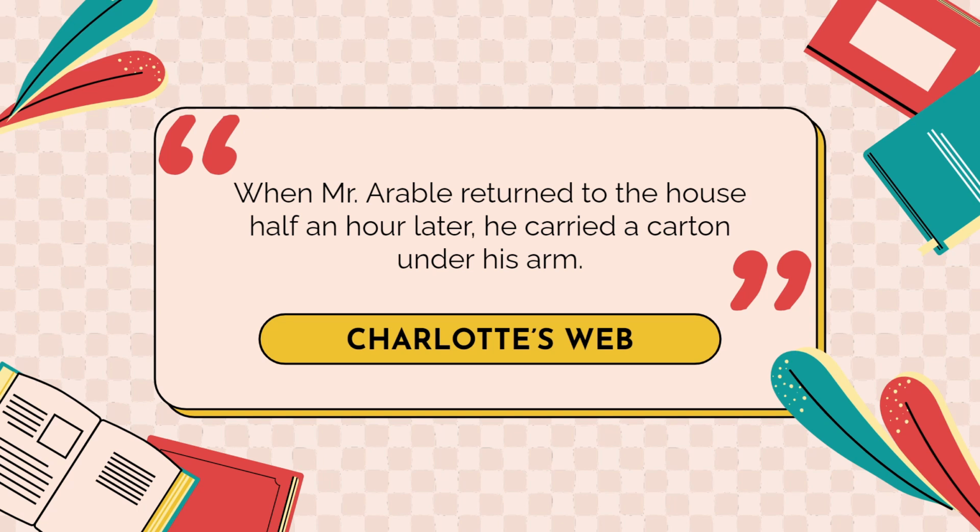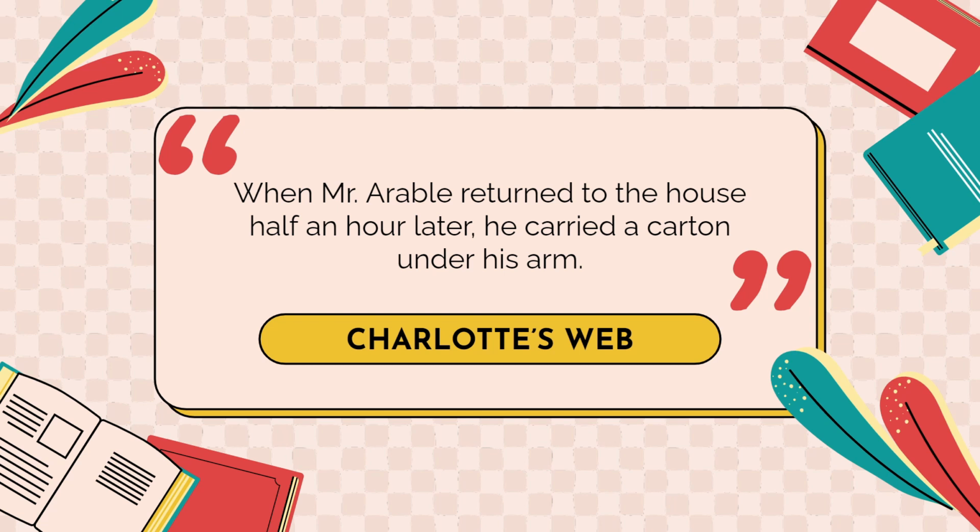Why do you think E.B. White decided to use a complex sentence rather than just saying, "Half an hour later, Mr. Arable carried a carton under his arm?" With that new sentence, you lose the detail that Mr. Arable was coming back to the house with the carton. White could have also written, "Mr. Arable returned to the house half an hour later. He carried a carton under his arm." He could have written it as 2 different sentences.